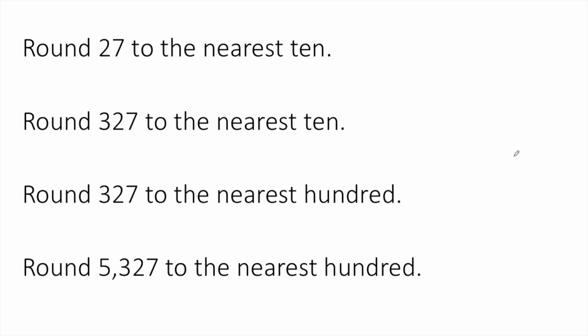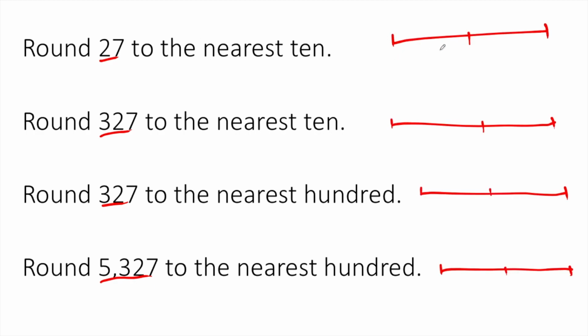Now we've learned 4 different ways to round. We learned to round 2-digit numbers to the nearest 10, 3-digit numbers to the nearest 10. We learned to round 3-digit numbers to the nearest 100 and 4-digit numbers to the nearest 100. It might seem confusing, but here's the thing. The steps are always the same. We're always finding our end marks in the middle of the road.